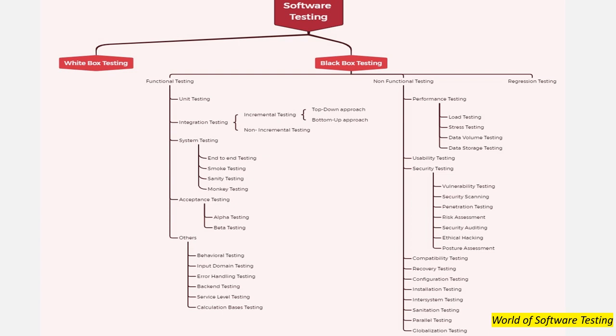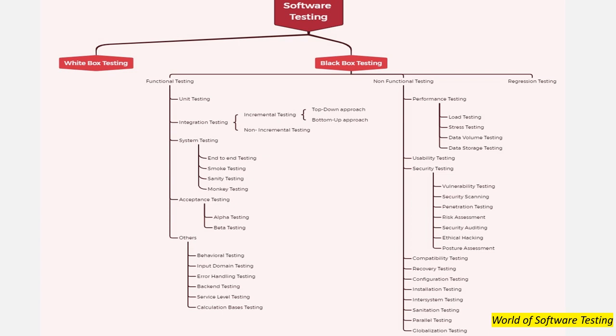The second is non-functional testing. The first one is the performance testing, which is nothing but checking the performance of the system, whether it's at an acceptable level as per the customer requirements or not. Performance testing has its types: load testing, stress testing, data volume testing, data storage testing. Then the next is usability testing. Usability testing is basically related to the look and feel of the application. So we are checking the look and feel of the application in the case of usability testing.